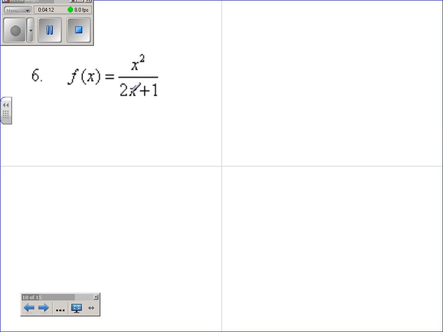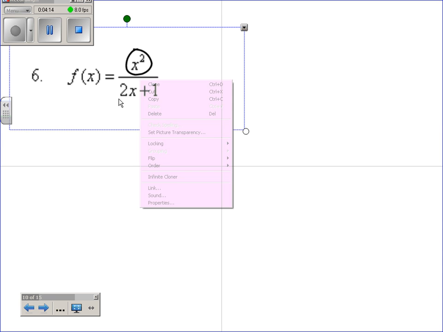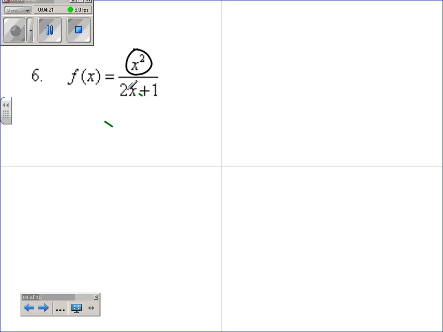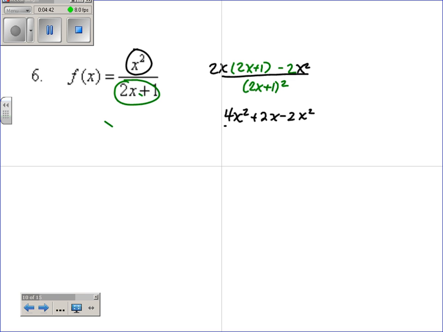Okay, horizontal tangent line, again, take the derivative, set equal to 0. Sorry about that. So we're going to say the derivative of the top times the bottom minus the derivative of the bottom times the top all over the bottom squared. So 4x squared plus 2x minus 2x squared over 2x plus 1 squared.